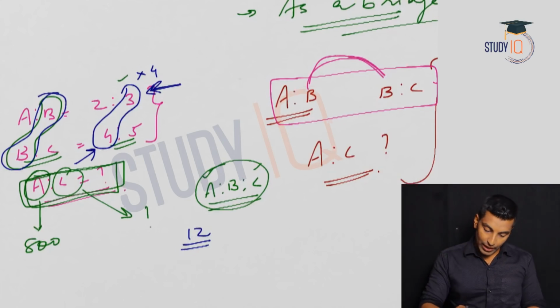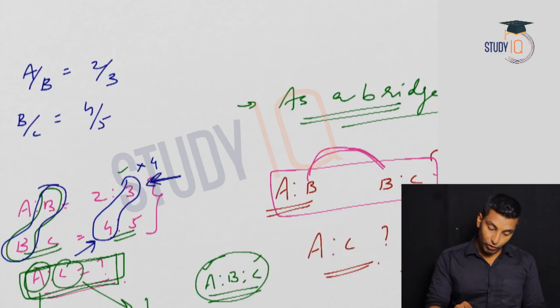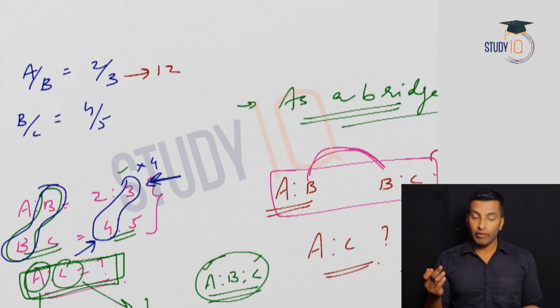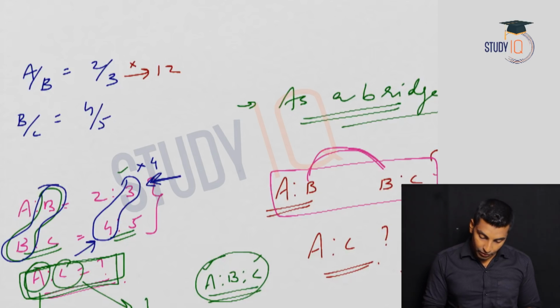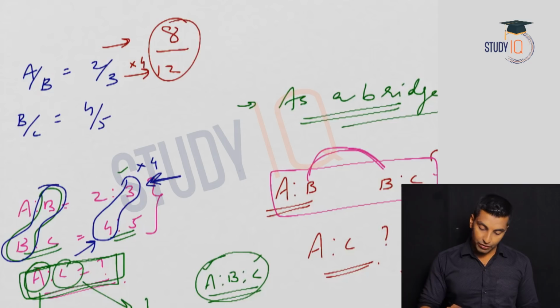See, you can also write this as A by B is equal to 2 by 3 and B by C is equal to 4 by 5, okay? So what you need to do is convert this to 12, okay? So now how will you do that? You will multiply here with 4. So the numerator also you'll multiply with 4. So what you will get is 8 by 12. Okay. So A by B you get as 8 by 12. Similarly, here you will convert this 4 to 12.